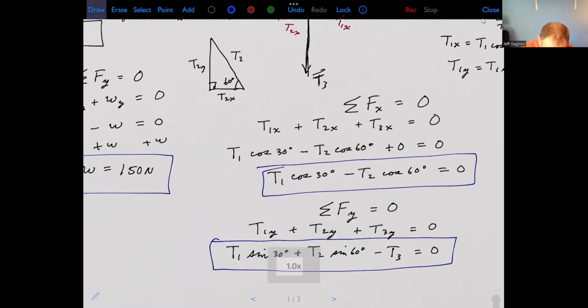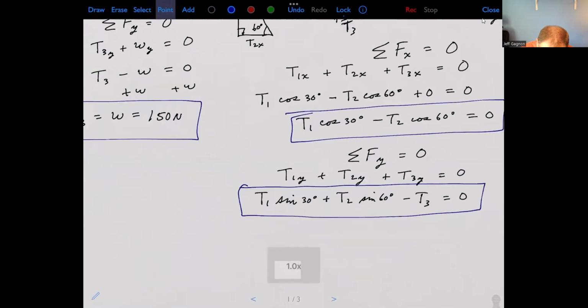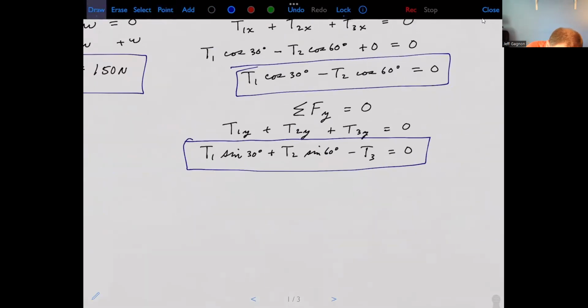And we know something about T3. We already found T3 over here, right? Remember, T3 is 150 newtons. So I could plug that in. Actually, let's do that right now. So I have T1 sine of 30 plus T2 sine of 60 minus 150. T3 is 150. That's got to equal 0.